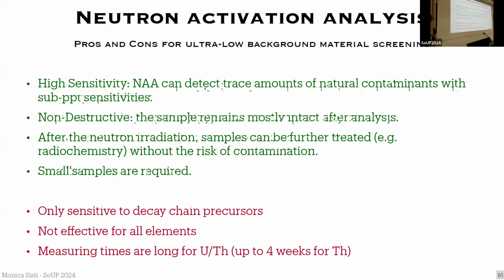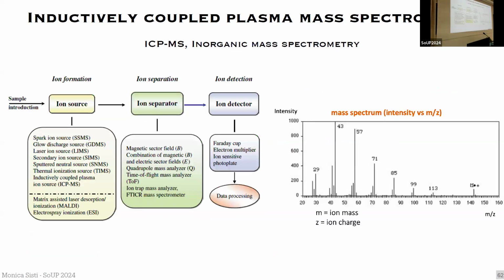The drawbacks are that it's only sensitive to decay chain progenitors, as we said already. It's not effective for all elements, and the measuring times are long. For uranium, you need at least 1 to 2 weeks and up to 4 weeks for thorium. So it's not as fast as ICP-MS.